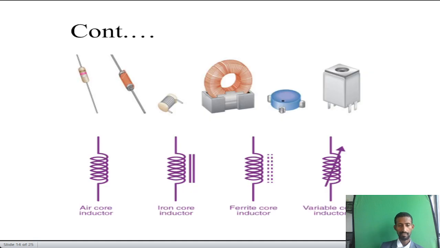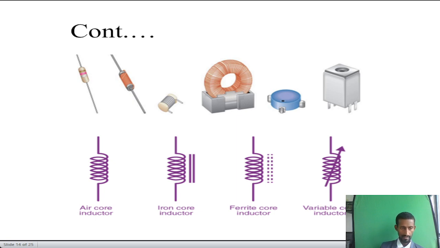Physically, inductors look like this. As you can see here, especially this small one, it seems like a resistor, but it is encapsulated. It is not a resistor. This is an inductor. And the other type is this one. This one is especially a variable type. By using this screw, we can adjust the values.